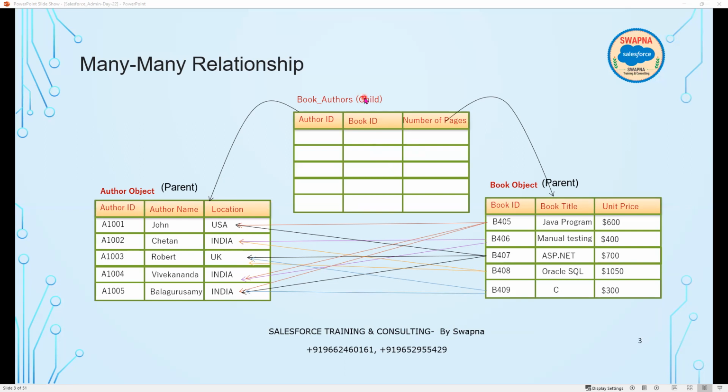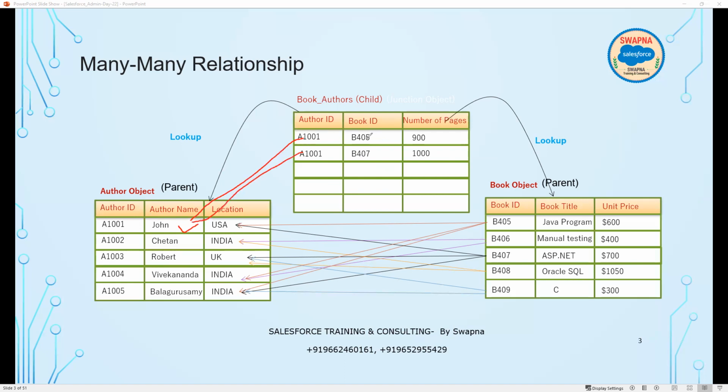So in the child object, I have created two lookup fields. One lookup field is looking at the author parent, and the other lookup field is looking at the book ID. So I have created two lookup fields on the child object. Now here I can say that A1001, which is John, is linked to B405 and the number of pages is 900. Similarly, A100 is linking to B407, where the pages are 1000. That means A100, which is John, has two records here.